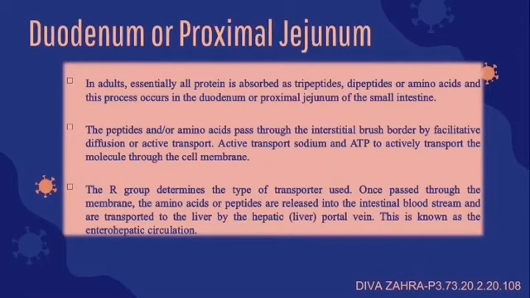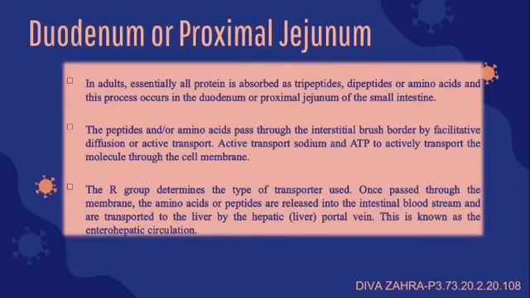Next is duodenum or proximal jejunum. In adults, essentially all protein is absorbed as tripeptides, dipeptides or amino acids, and this process occurs in the duodenum or proximal jejunum of the small intestine. The peptides or amino acids pass through the interstitial brush border by facilitative diffusion or active transport.